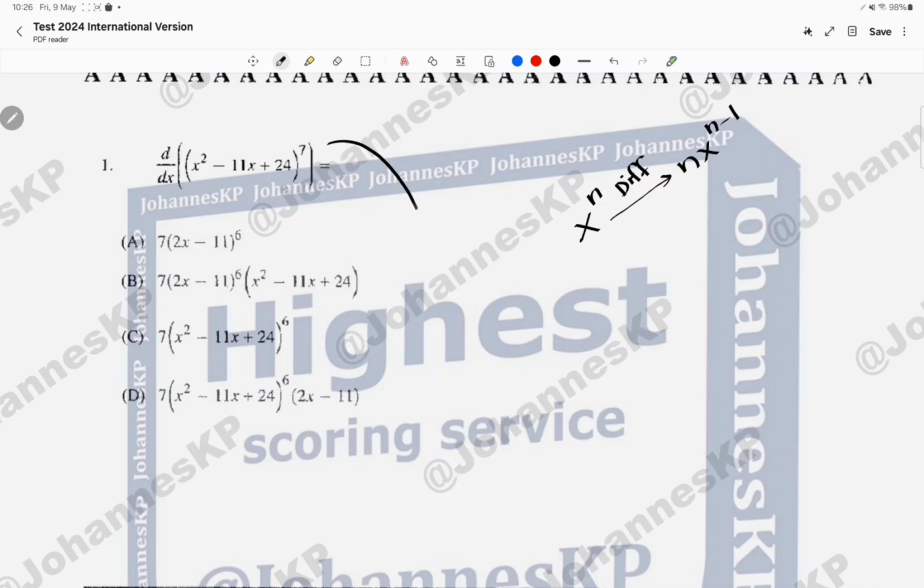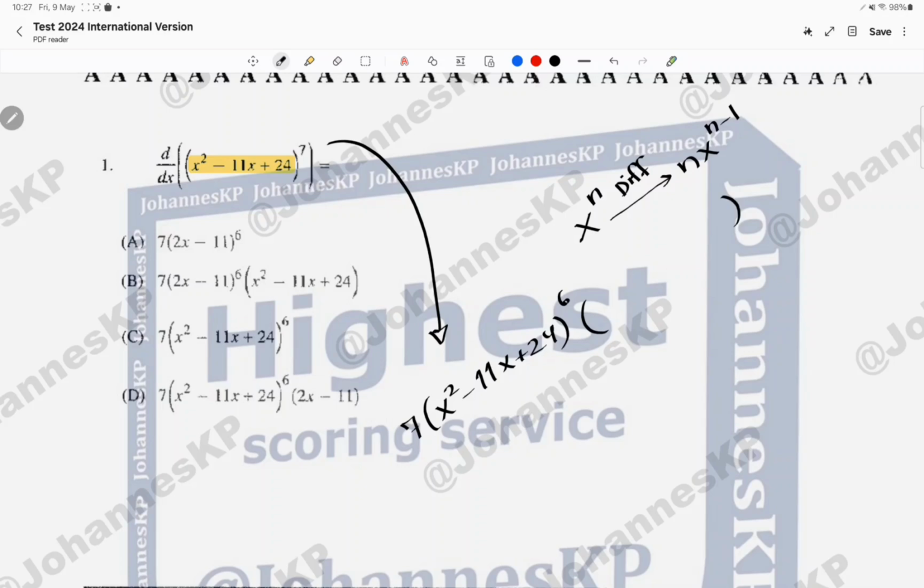So like here right now, this 7 will go down. Yes. You can have x squared minus 11x plus 24, and the power becomes 6. But now you have one more step. Do you know what that is? The inner one. Yeah, you must take the derivative of the inner one.